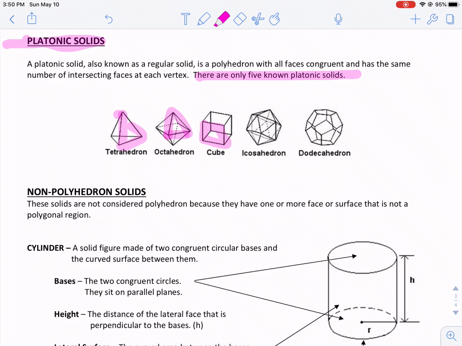I think it's 1, 2, 3, 4, 5, 10. I think it's 20. I'm not 100% sure. And then a dodecahedron is 12 pentagons. All right, just neat. Those are called platonic solids, where they're made of all regular polygon shapes.